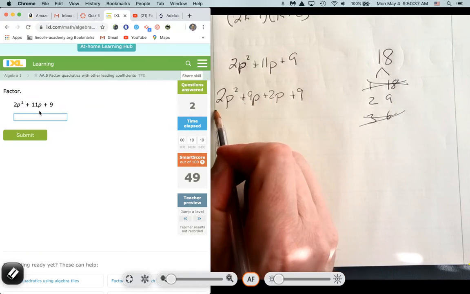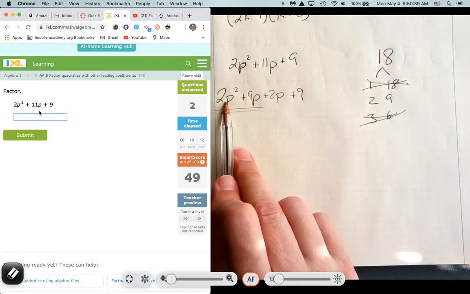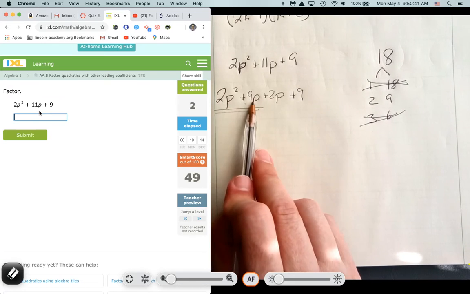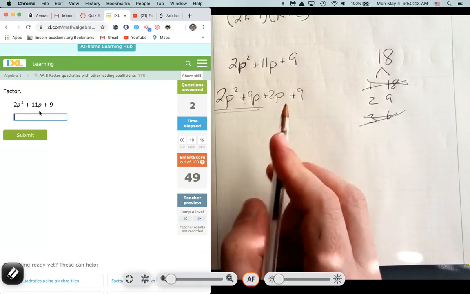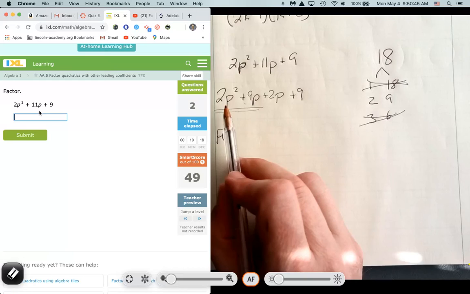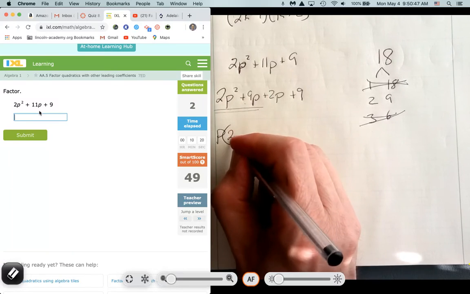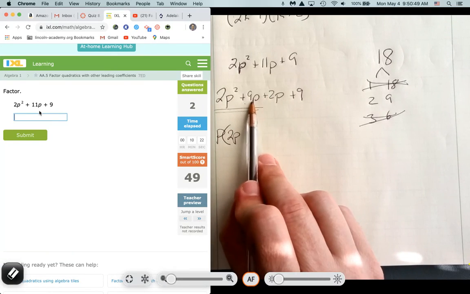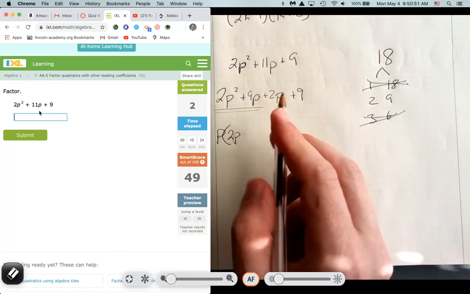I'm still going to look at these first two and say the only thing in common with these first two is a p. So I'm going to factor out the p. 2p squared divided by p leaves a 2p. The 9p divided by p leaves just a 9.